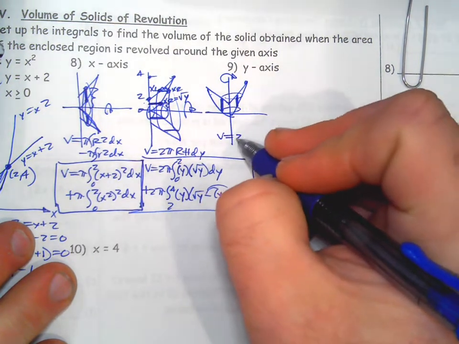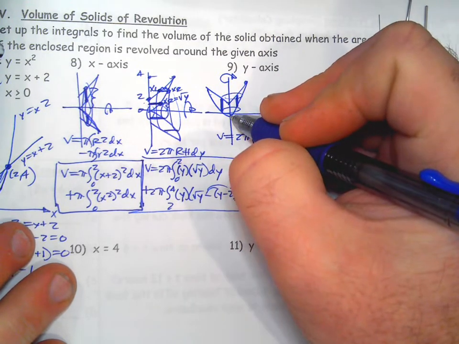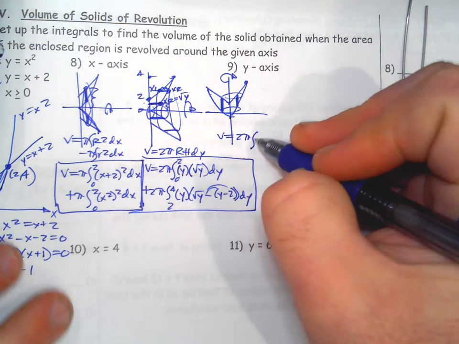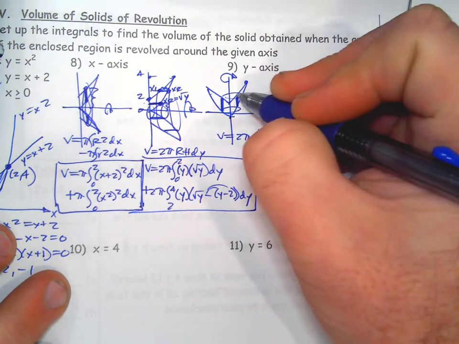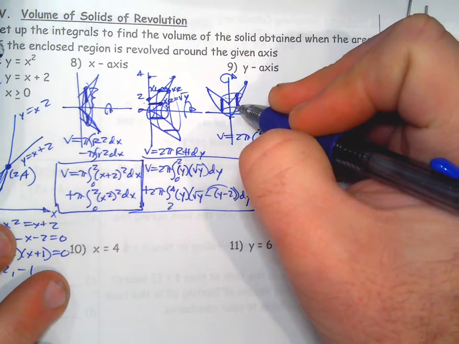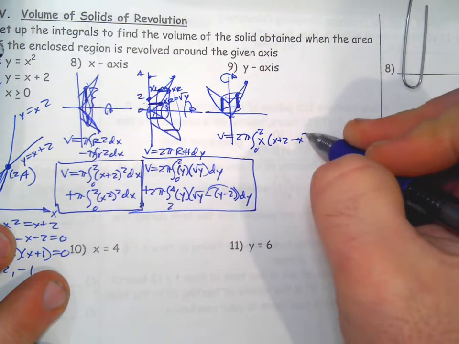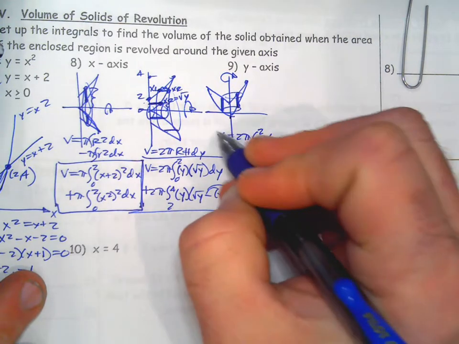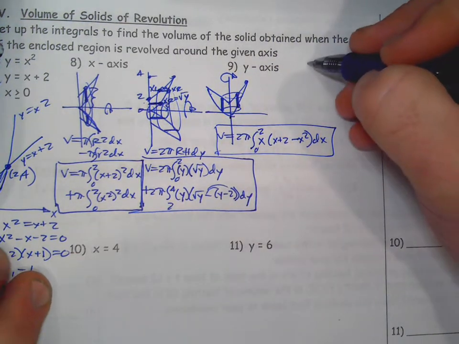And we get 2 pi. We're going in the x direction from 0 to 2. The radius is whatever x we're at. The height is y top minus y bottom. Y top is x plus 2. Y bottom is x squared, dx. That's your shells. Let's do another drawing.